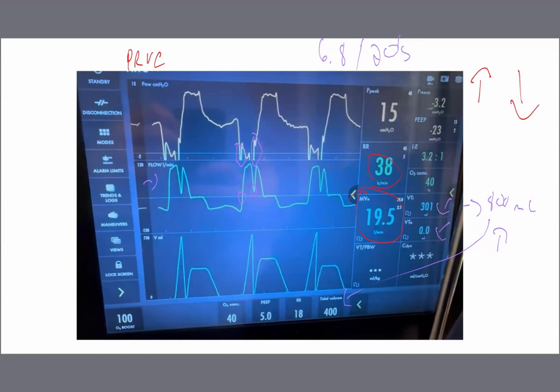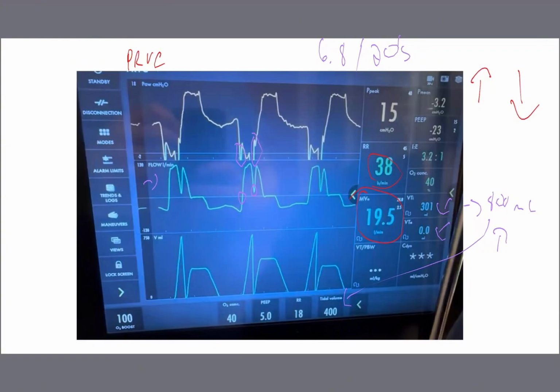I don't know how that would help because remember, the patient has a couple different dyssynchronies, right? He has a cycle dyssynchrony, he has a flow dyssynchrony, and he has a trigger dyssynchrony because it's taking a lot of work to trigger the ventilator, probably because of the underlying auto PEEP.